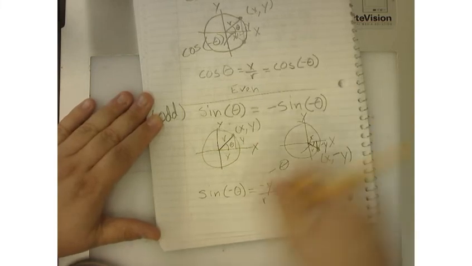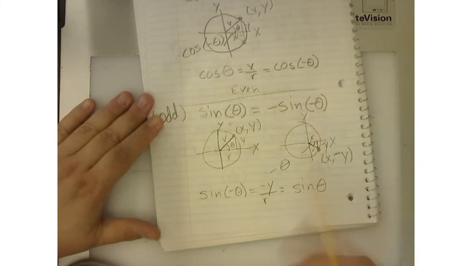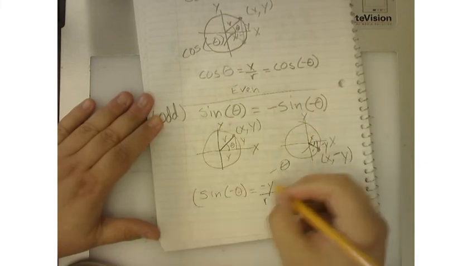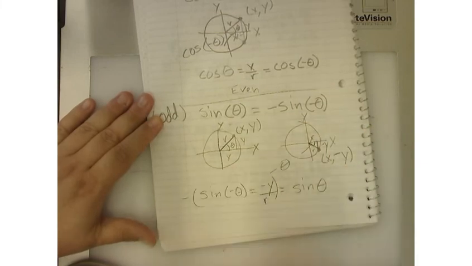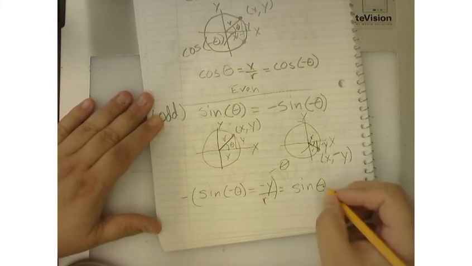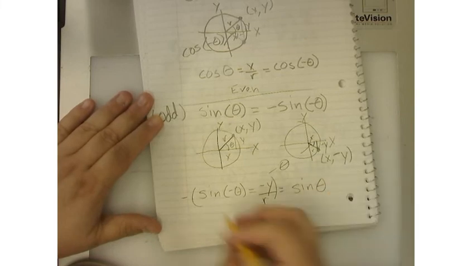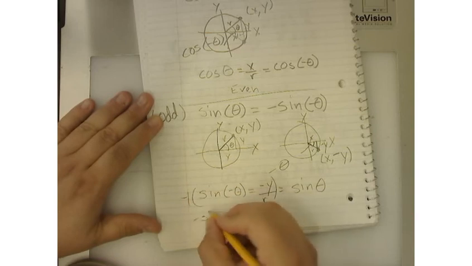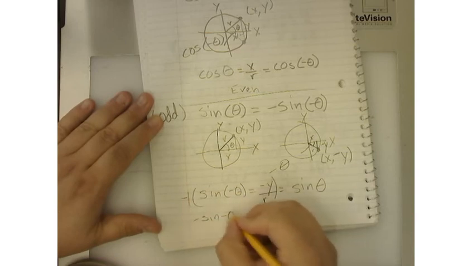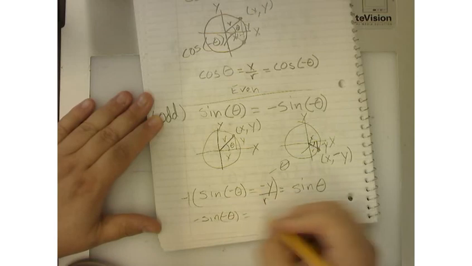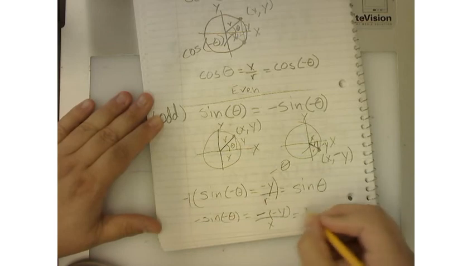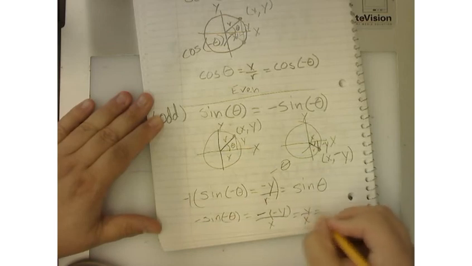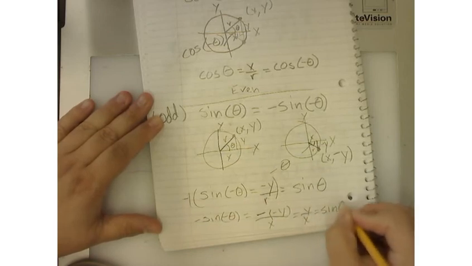Or, if I wanted to write it the way I had it before, if I take this whole thing and put a negative sign in the front, which would give me sine of theta, when I push this negative through here, in other words, negative sine of negative theta is equal to the negative of negative y all over r, which is equal to y over r, which is equal to sine of positive theta.